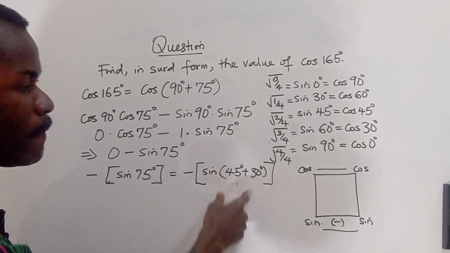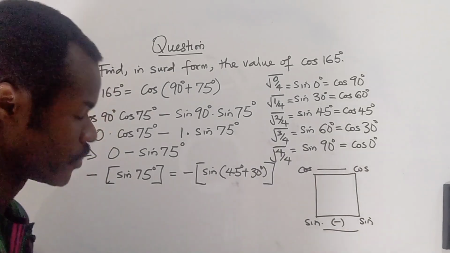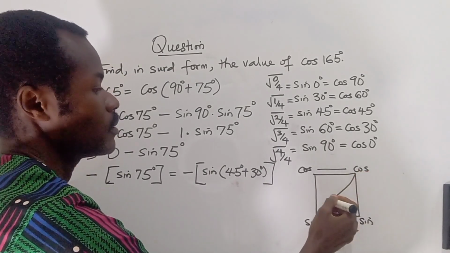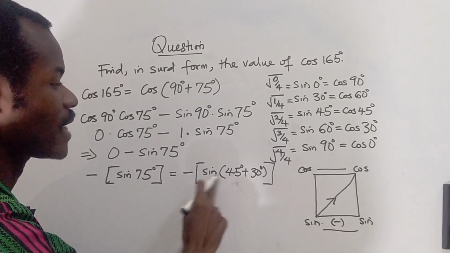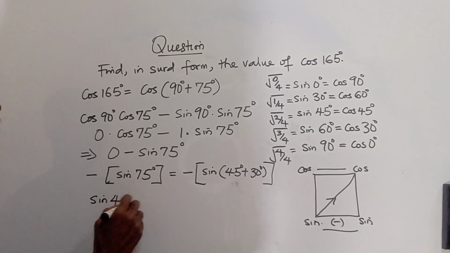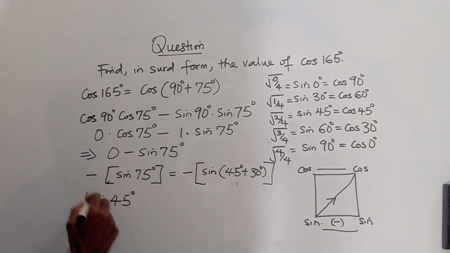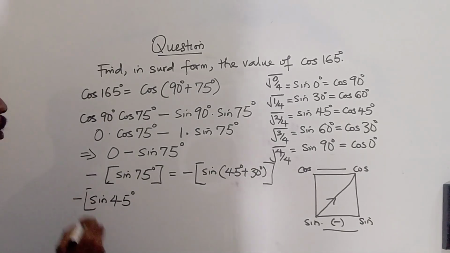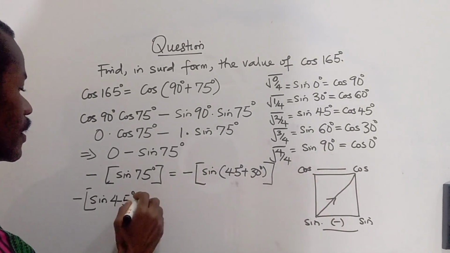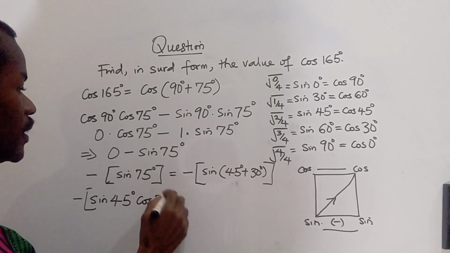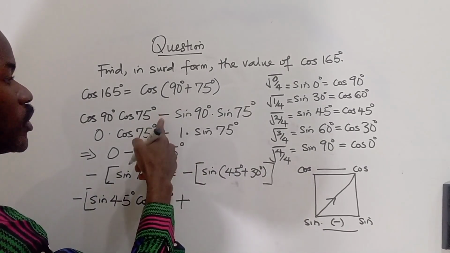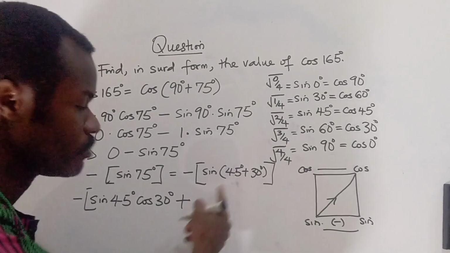So from this point, we can now expand this. Now we are still going to use our square 3. Now for sine, we are moving this way, diagonally. So we are going to start with sine 45. We don't want to forget this. So our minus is out here. Now the next is cos 30 degrees. Now plus remains plus. Unlike cos, where we change to minus, for sine, plus remains plus.